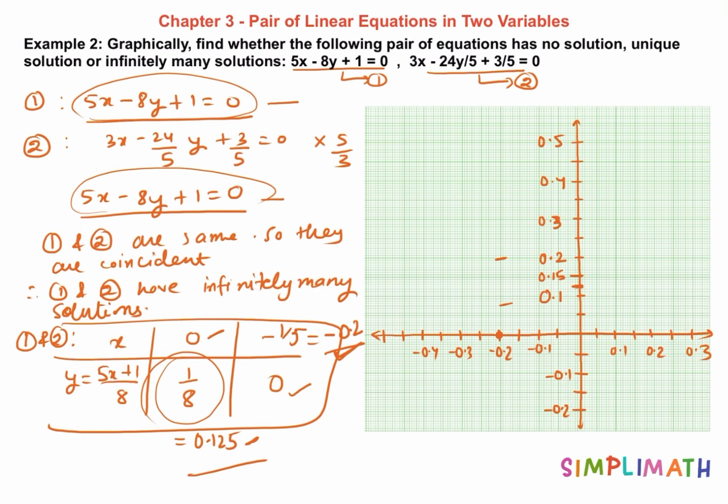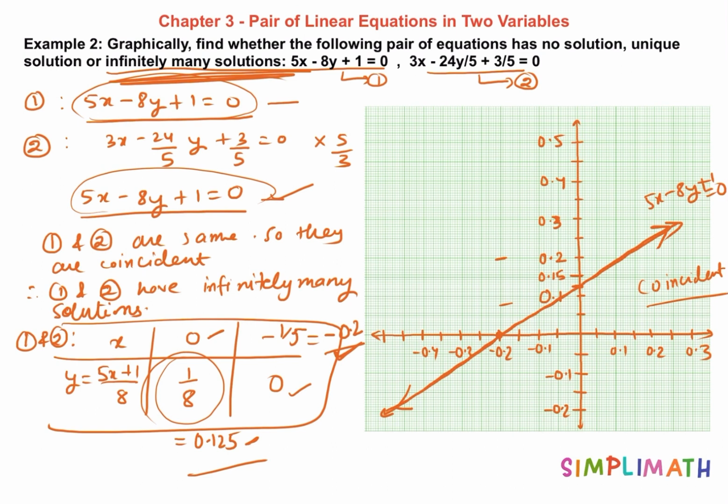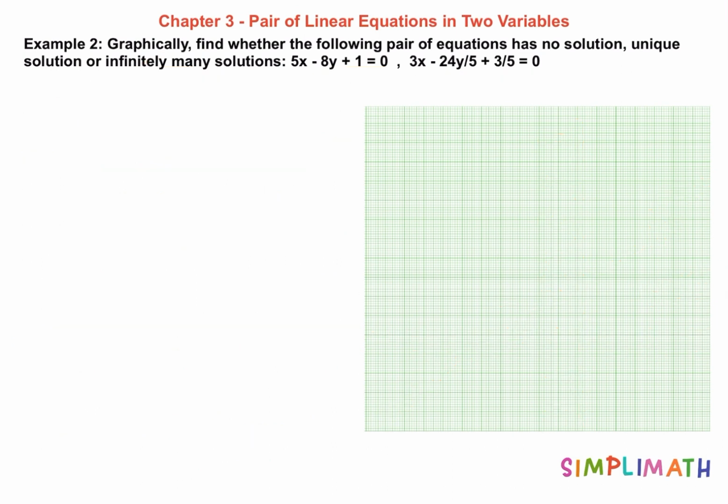All right, so when we connect these 2 points, we get the graph of the equation 5x minus 8y plus 1 equal to 0, right? And the second equation is also same. So when we plot its graph, this is also same. So I can say the two lines are coincident, which means that the pair of linear equations have infinitely many solutions.